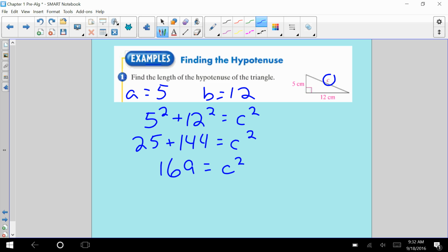Now we learned a couple of sections ago that to undo a square, I square root both sides. So that will leave me with c equals 13 centimeters. Now this is one of the few cases where we don't have to worry about the positive and the negative square root, because I cannot have a negative side length of a triangle.